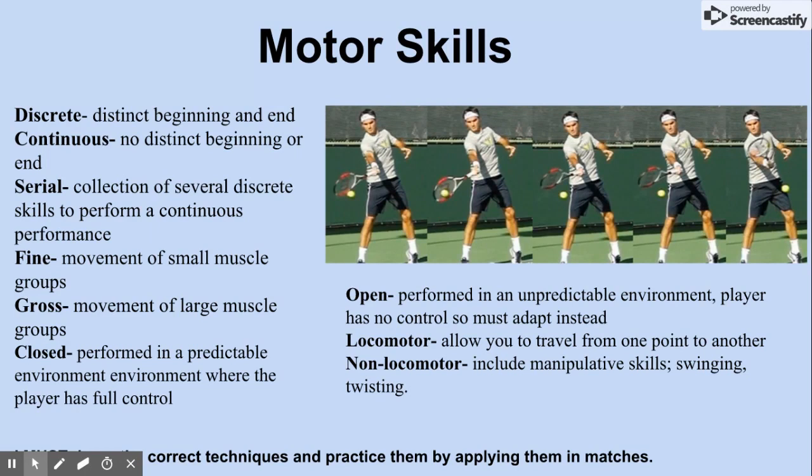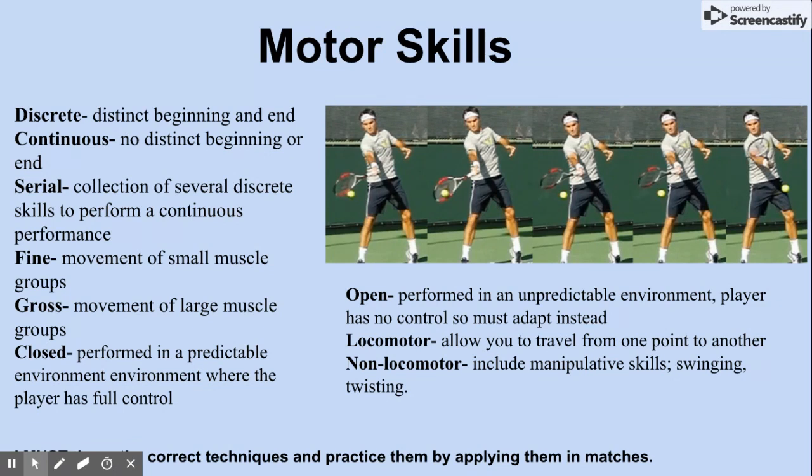A motor skill is a physical execution of an activity involving voluntary muscular movement. The ability of the movement is improved by practice and application of the practice into the activity, being the tennis forehand. Categories include discrete, continuous, serial, fine, gross, open, closed, locomotor, and non-locomotor. Motor skills are extremely important in the tennis forehand as it's the most commonly used stroke.